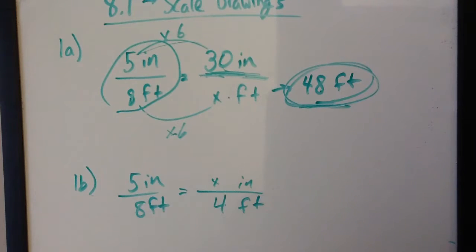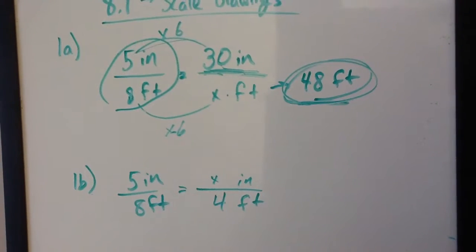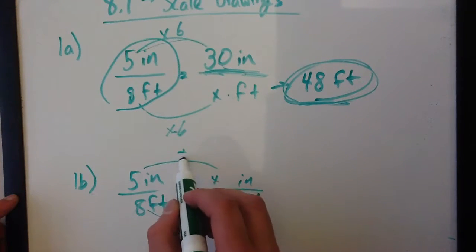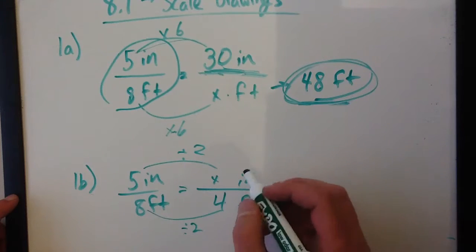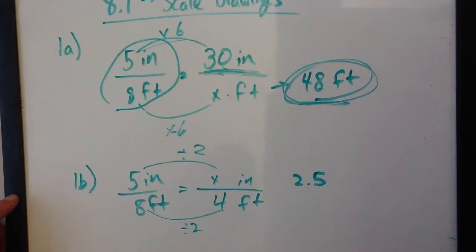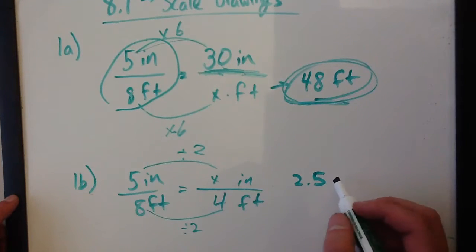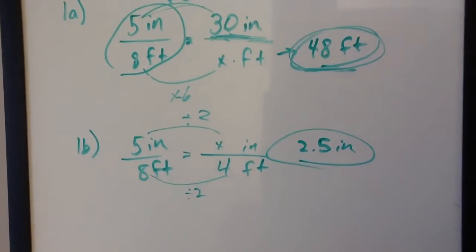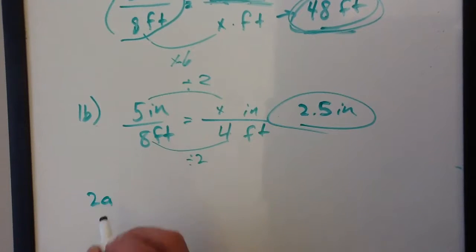So we're looking for this unknown number of inches. So again, you can cross multiply and divide to solve your unknown, or you can say, how did you get from 8 to 4? Well, I divided by 2. 8 divided by 2 is 4. So if you divide by 2 on the bottom of your ratio, you do the same thing up top. 5 divided by 2, that would be 2.5. And again, your label is inches. Okay, so 2.5 inches.